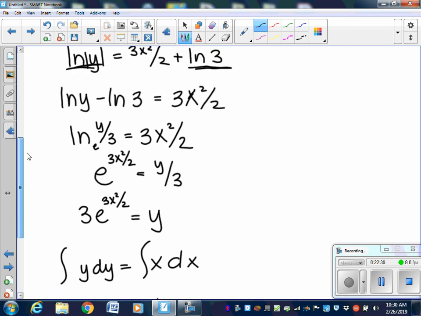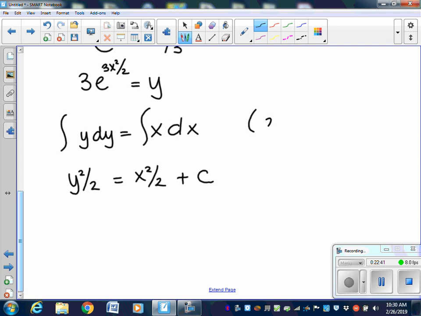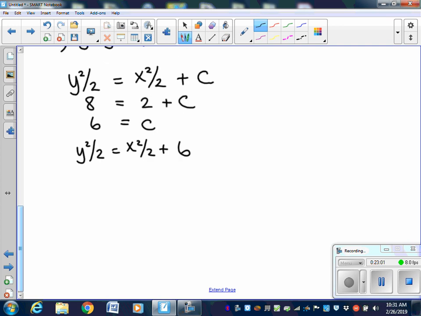The point that we're using for this problem is (2, 4). In place of the x, I put 2, and in place of the y, I put 4, and I get 8. So c equals 6. Replace it: y over 2 equals x squared over 2 plus 6. I'm going to multiply everything by 2, so I get y squared equals x squared plus 12. I need to get y alone, so I need plus or minus the square root of x squared plus 12. Final answer.